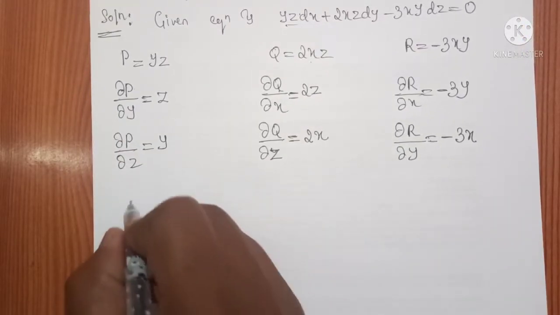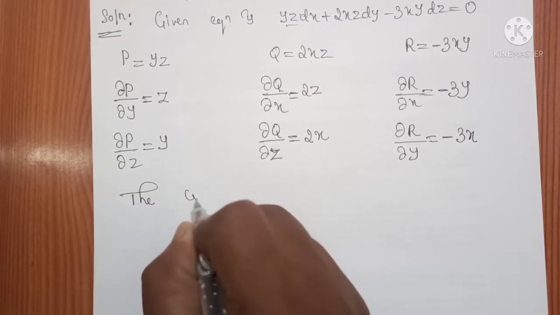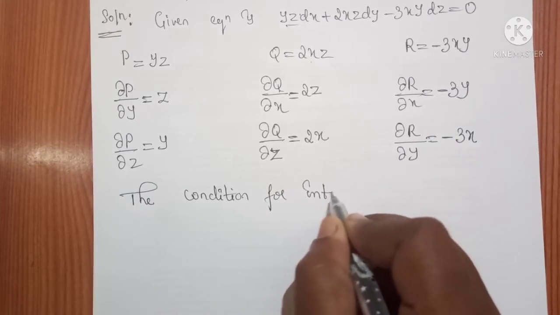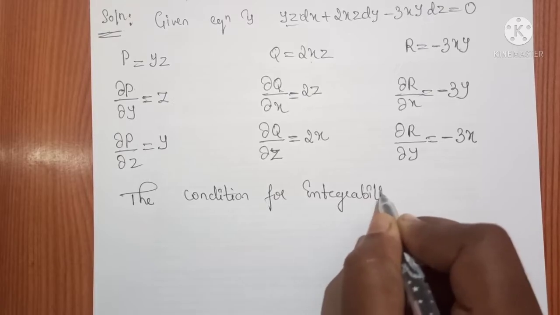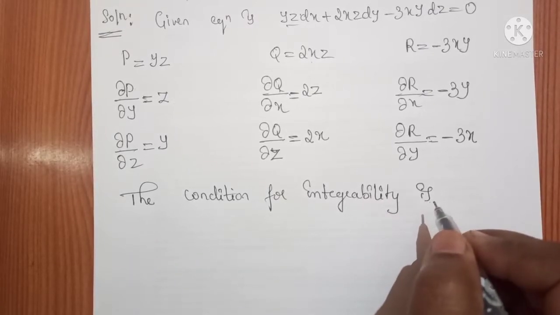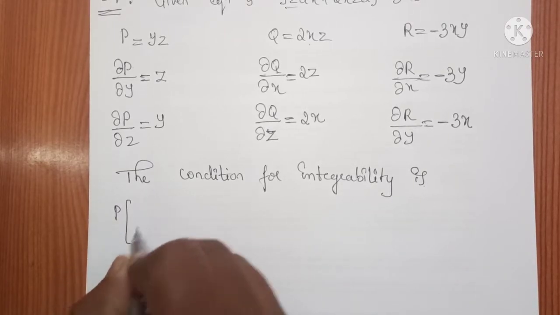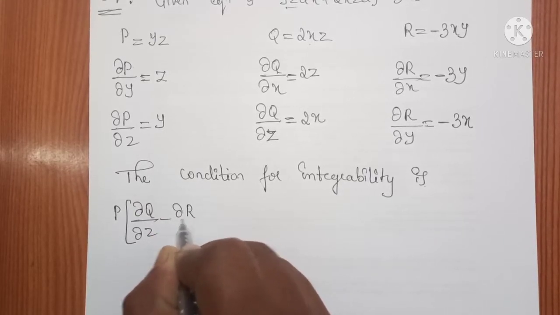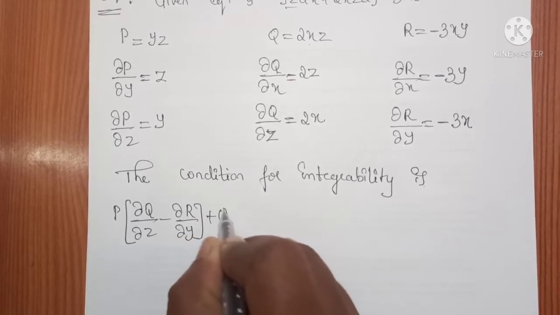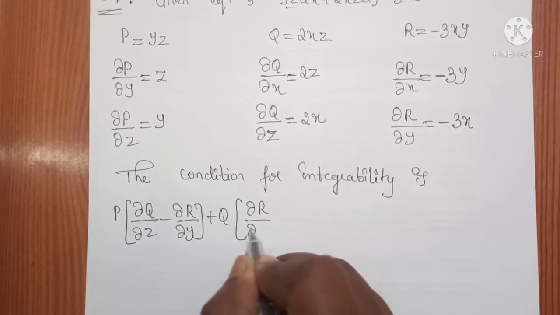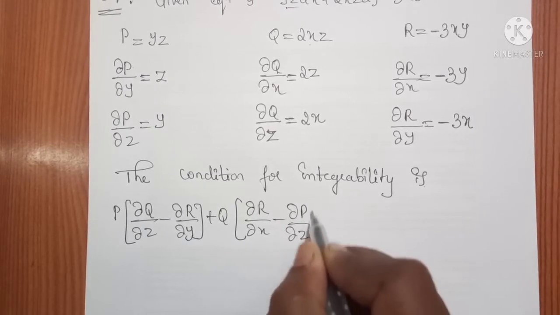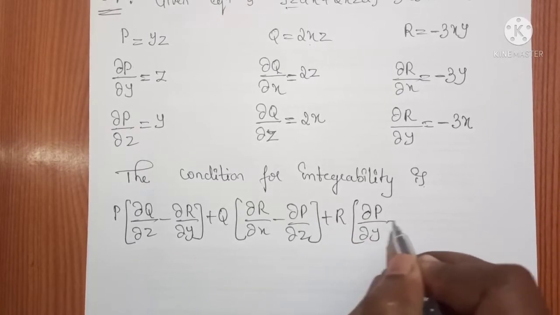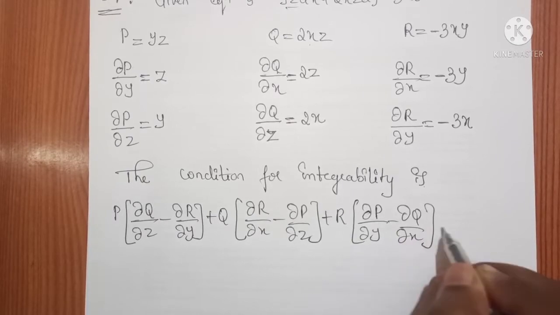Now substituting all these values in the condition of integrability. The condition for integrability is P into dou Q divided by dou z minus dou R divided by dou y, plus Q into dou R divided by dou x minus dou P divided by dou z, plus R into dou P divided by dou y minus dou Q divided by dou x equals to 0.